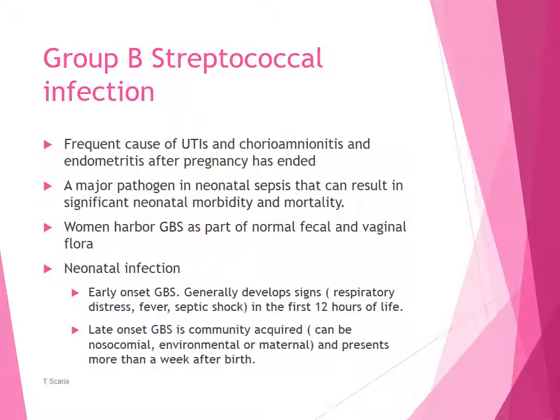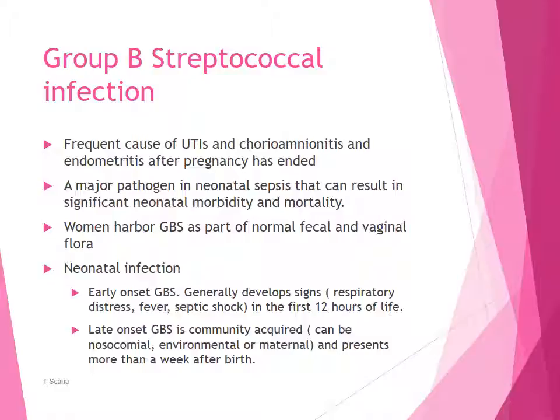There are many infections that can happen and be dangerous to the mother and the baby, but I'm going to focus on group B streptococcal infection and TORCH for the purpose of this class. Group B streptococcal infection is a frequent cause of UTIs and chorioamnionitis and endometritis after pregnancy has ended. It is a major pathogen in neonatal sepsis that can result in significant neonatal mortality and morbidity. And women harbor GBS as part of normal fecal and vaginal flora.